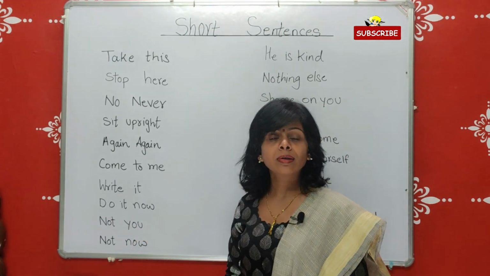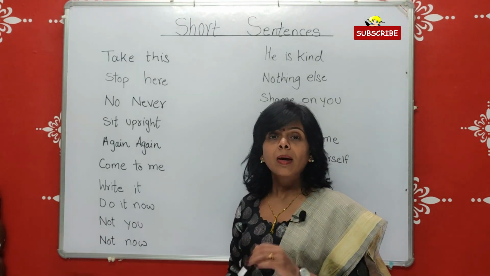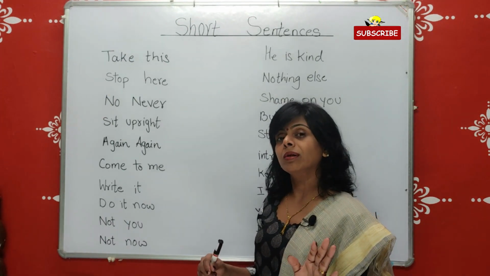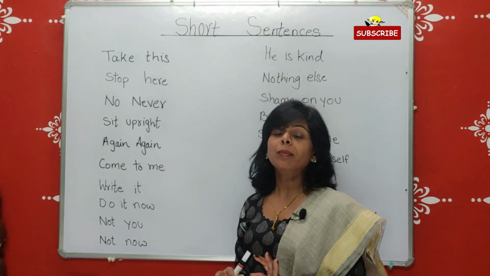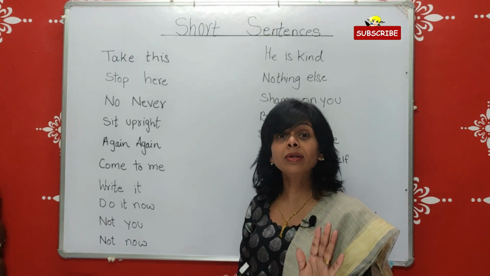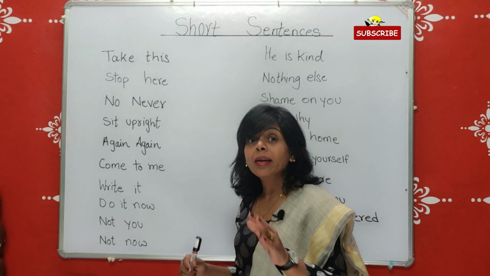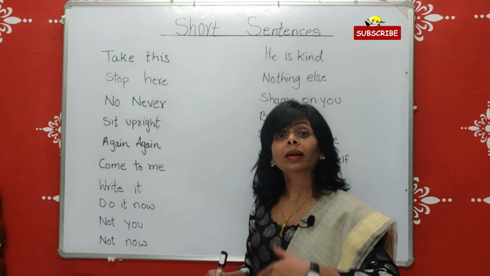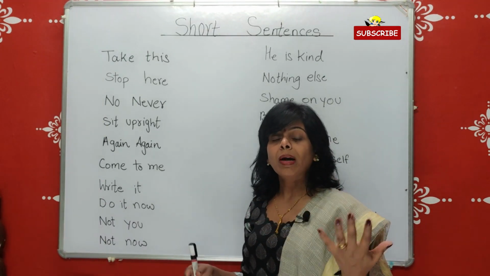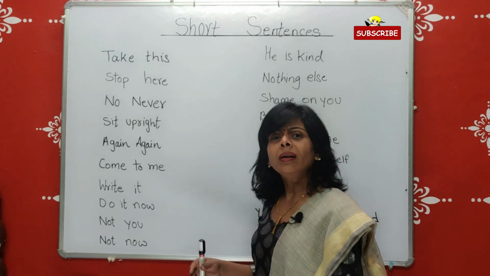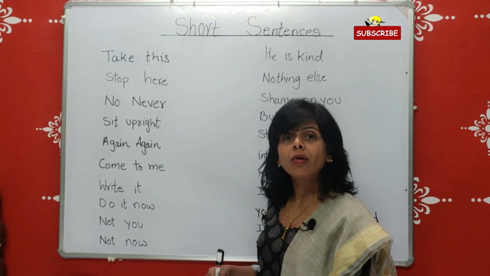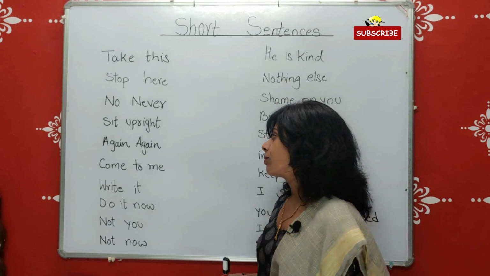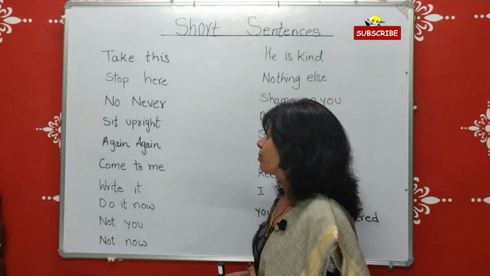Sit upright. अब किसी को इंसर्ट कर रहे हो, बच्चे जैसे झुक के बैठते हैं तो आप बोलेंगे sit upright. Means back straight करके बैठो. Again and again. कोई भी चीज़ आप बार बार कर रहे हो तो बच्चों को बोलते हो, अगेन एंड अगेन.